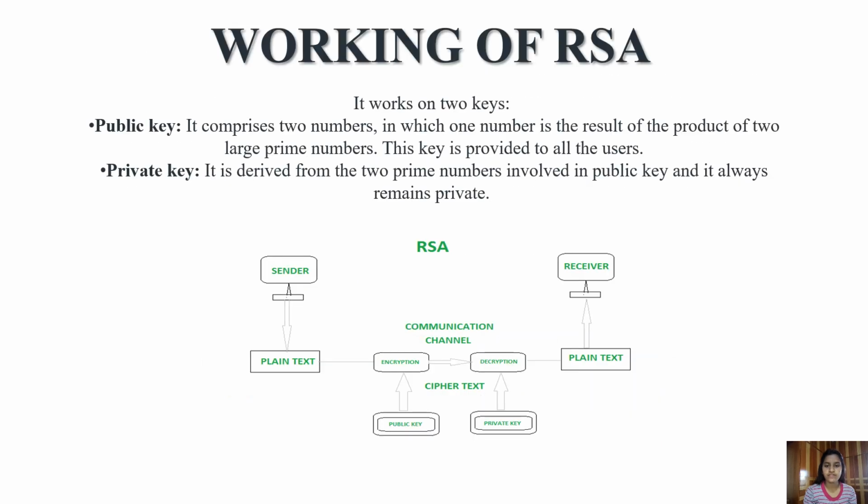Working of RSA: it works on two keys, the public key and the private key. The public key comprises two numbers, in which one number is the result of the product of two large prime numbers. This key is provided to all the users. The private key is derived from the two prime numbers involved in the public key and it always remains private.